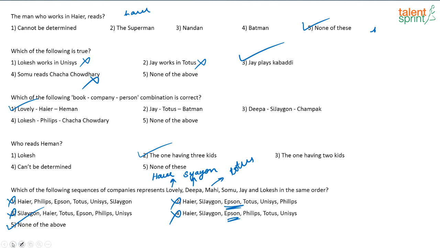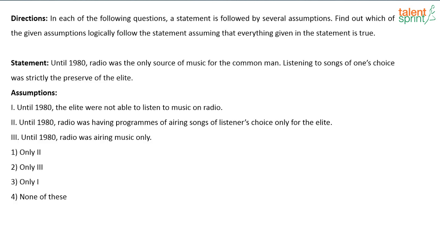Now, moving on to the next set. Next is a question on statement and assumptions. So let's look at it. What is given here? In each of the following questions, a statement is followed by several assumptions. Find out which of the given assumptions logically follows the statement, assuming that everything given in the statement is true. The statement says, until 1980, radio was the only source of music for the common man. Listening to songs of one's choice was strictly the preserve of the elite.